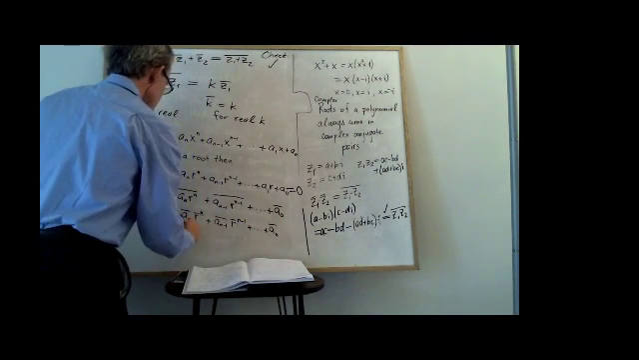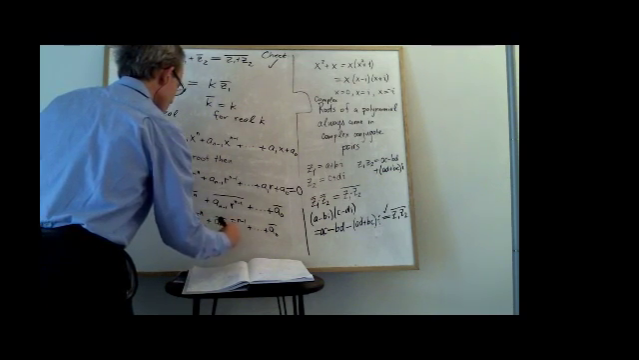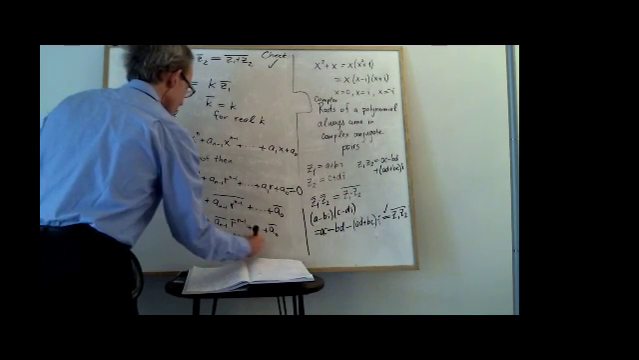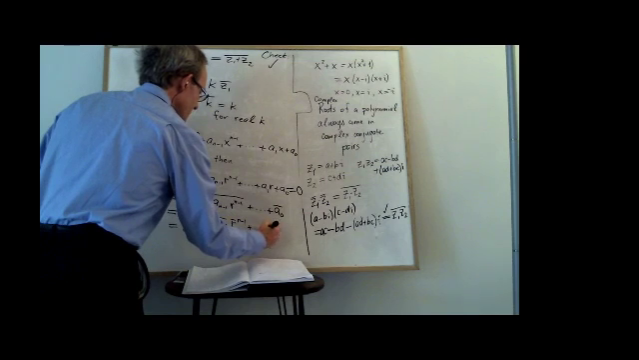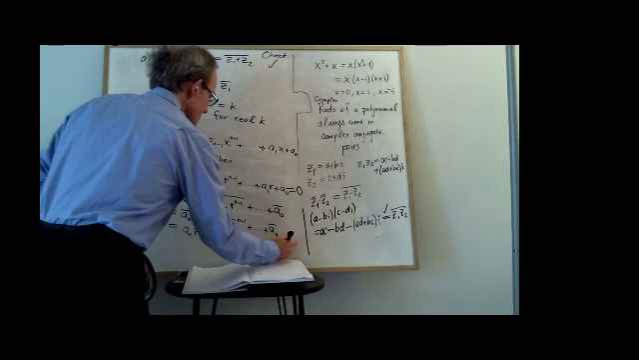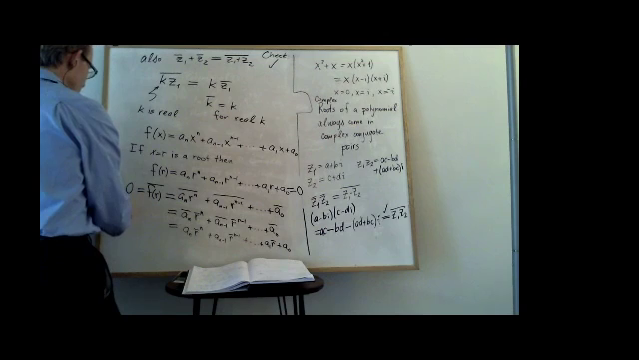And the AN are the same, so what I get is AN R conjugate to the N plus AN minus 1 R conjugate to the N minus 1, etc. The last two terms, by the way, are A1 R conjugate plus A0, since all the AI are real.